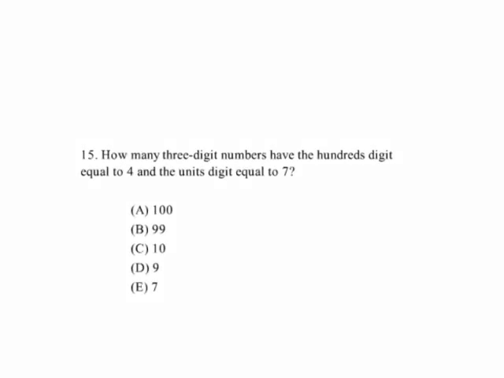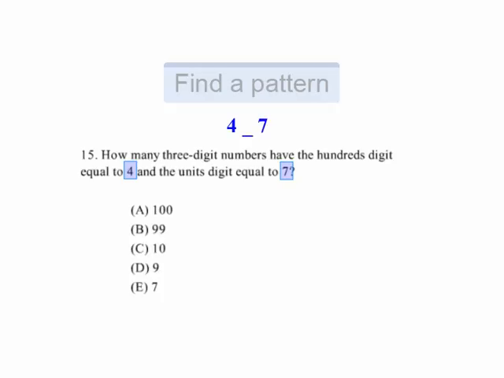You don't see questions like this very often on tests at school, and that's what the SAT is counting on. How many three-digit numbers have the hundreds digit equal to 4 and the units digit equal to 7? Okay, you just want to find a pattern here. And let's find our pattern. We want a 4 in the hundreds digit and a 7 in the units digit.